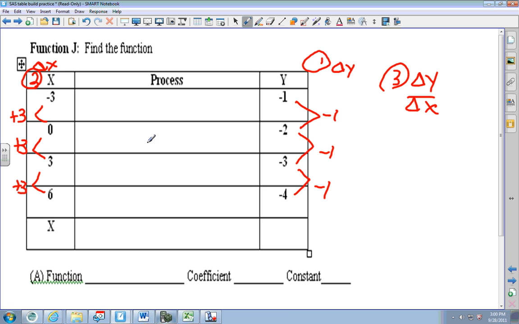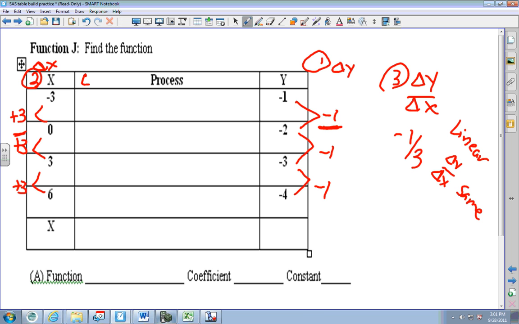Well, look, all of these are the same. Okay, so I have negative 1. Now, be very careful here. You should have had negative 1 divided by 3. All the way down, I have that. So yes, first off, it means it is linear. It makes a line because delta y divided by delta x is the same.